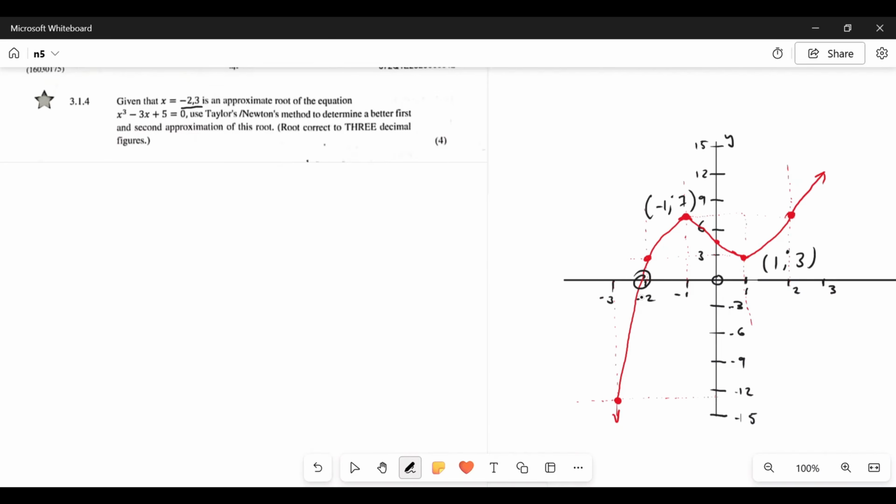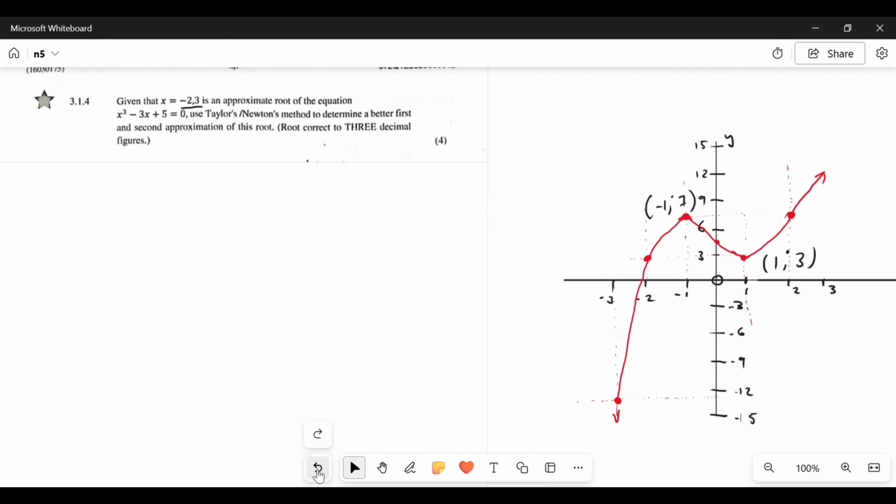So that negative 2,3 is an approximation of the point there on the x-intercept. On this question, one has to find two approximations of this root which are closer, more accurate compared to the one that is given to us. As you can see, they say the first and the second approximations, meaning we're only going to do two approximations and then we are done, right?